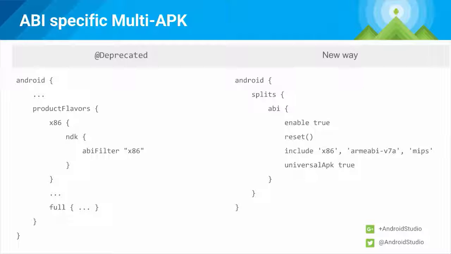3 APKs will be specific to a particular ABI, x86, ARM, MIPS, and one will be the universal one again, which contains all the possible ABI .so files. This way, you will get a much smaller APK each time, and you do not pollute your product flavor declaration, as you had to do before.